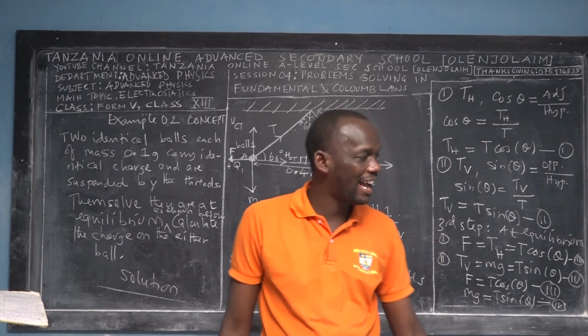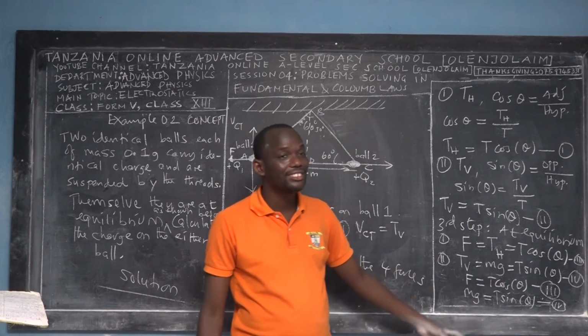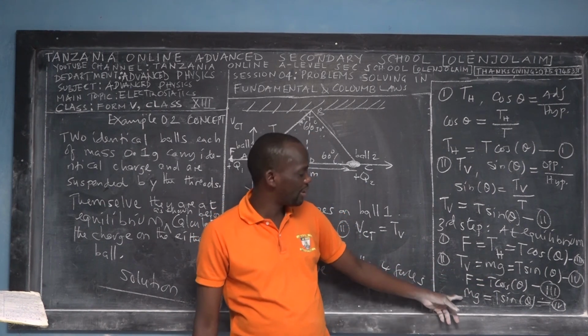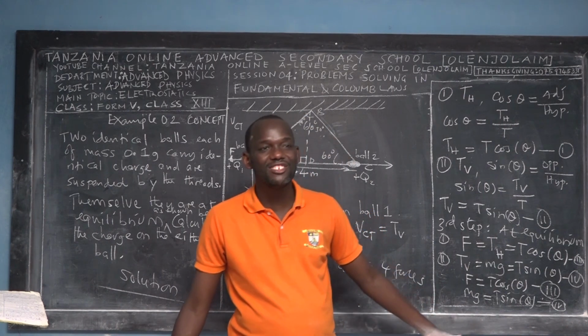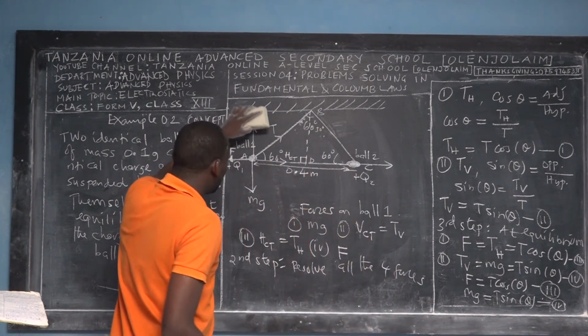So you simplify this sine and cosine, and the tensions will cancel. You see? Tension and tension will cancel. So if you cancel, we'll have mg over F is equal to tan theta. And theta is known. Right? So let me clean here.